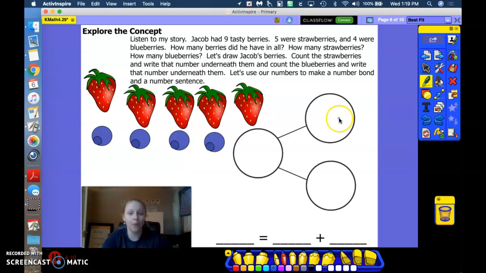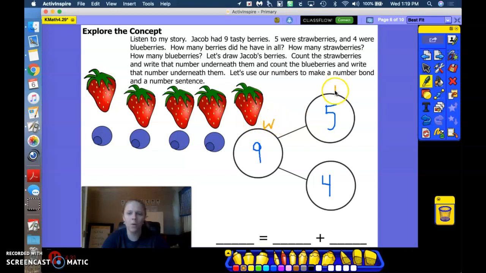All right, how many strawberries do I have? 5. How many blueberries do I have? 4. How many berries all together? 9. First a circle, then a line. That's the way to make a 9. Good. I'm going to label our number bond for you.